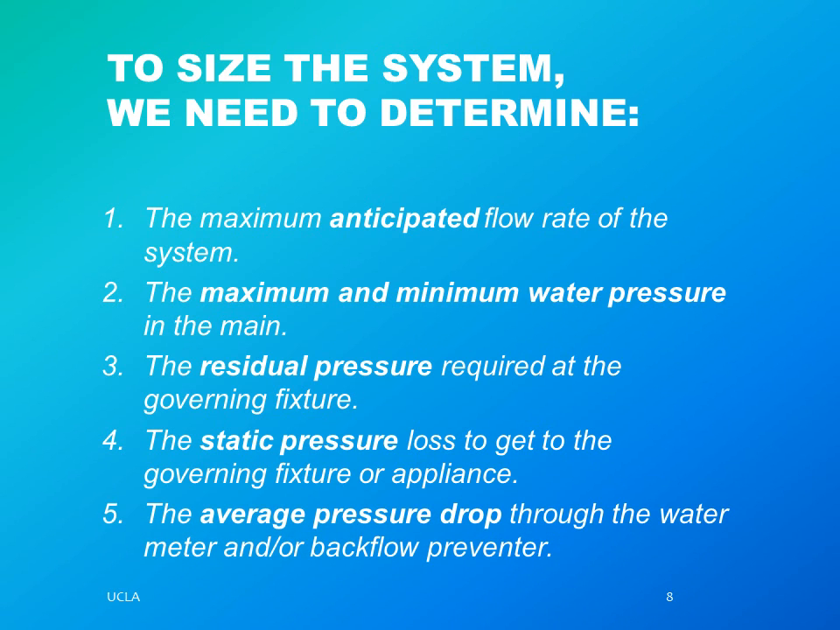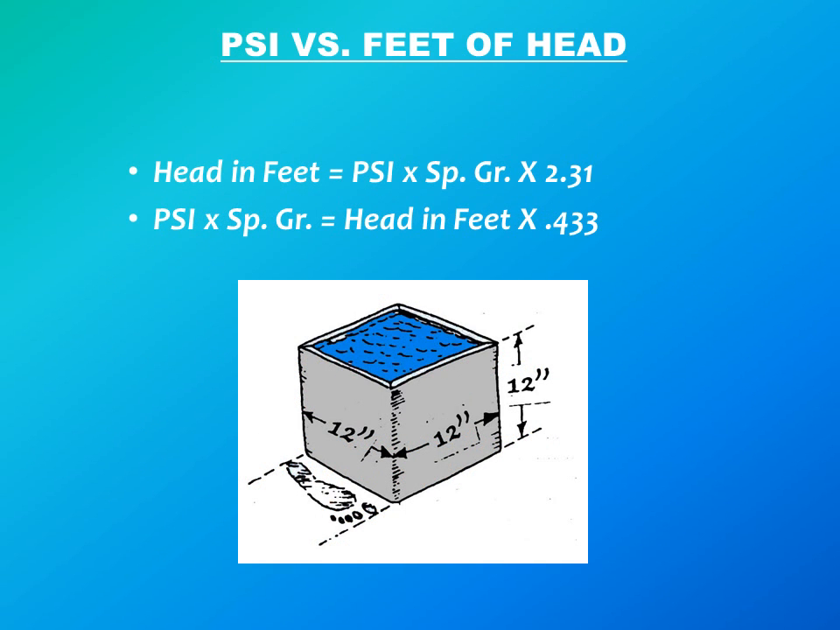And the average pressure drop to the water meter and/or backflow preventer required for the system, which they probably are. We look at PSI, which is pressure in pounds per square inch, versus feet of head. Head in feet equals PSI times the specific gravity of the fluid times 2.31. Specific gravity of water is 1, so we can take that part out. But PSI times the specific gravity equals the head in feet times 0.433.